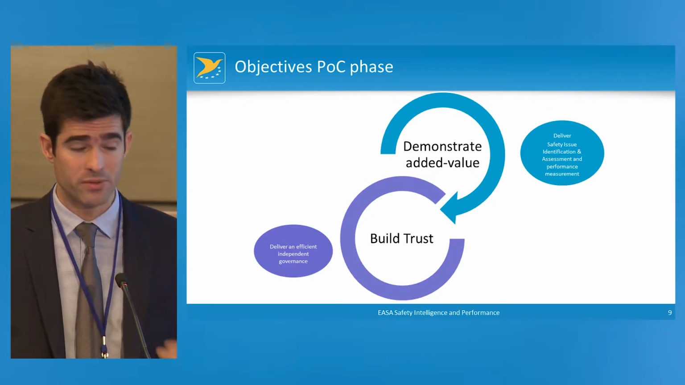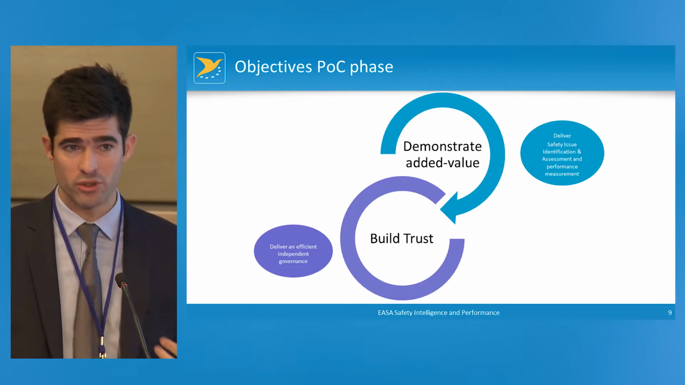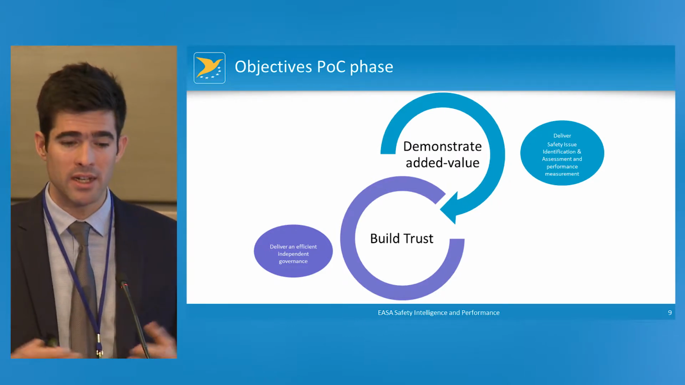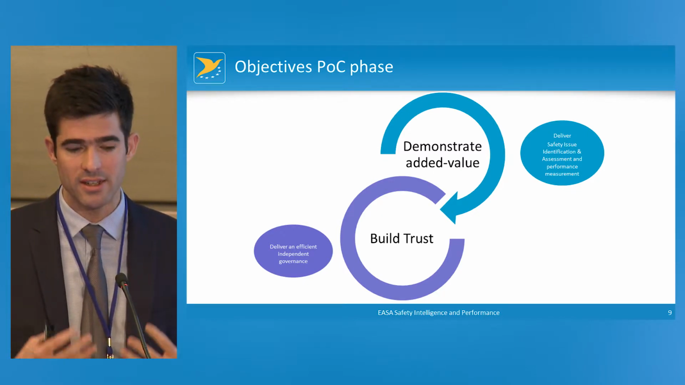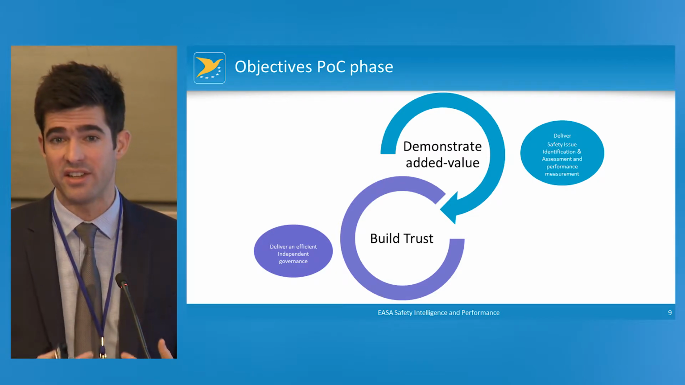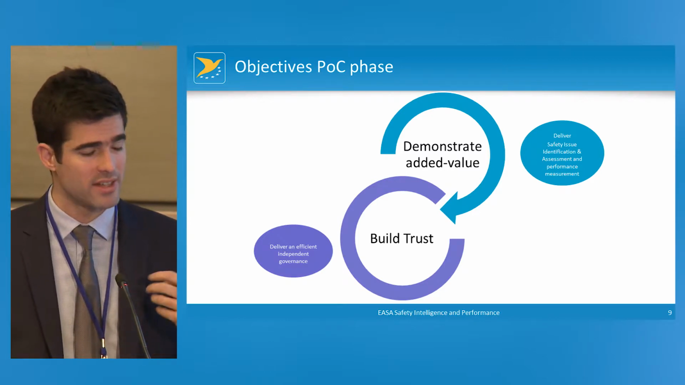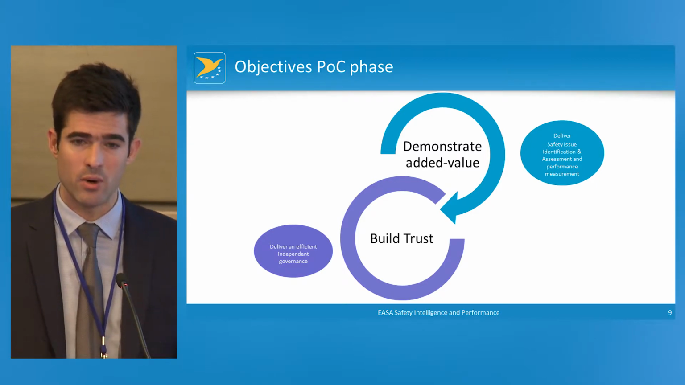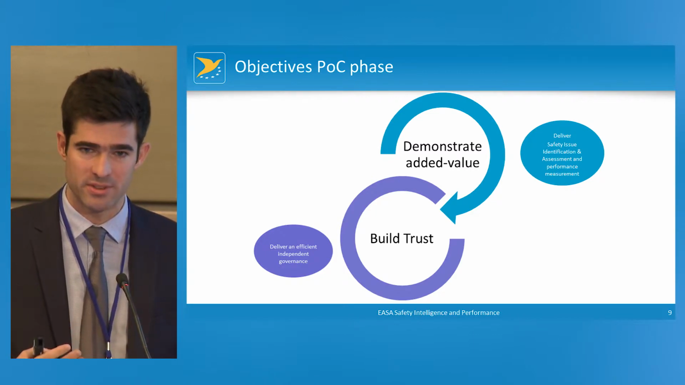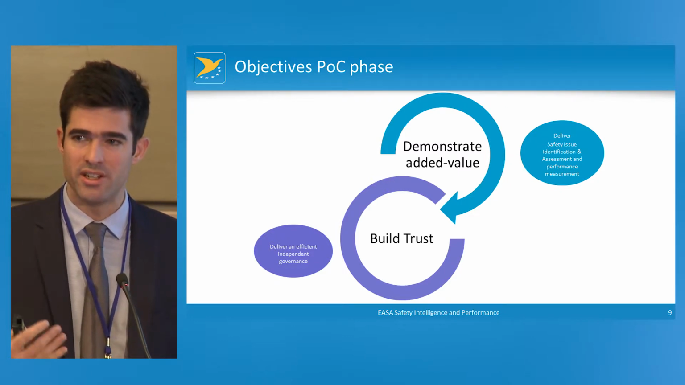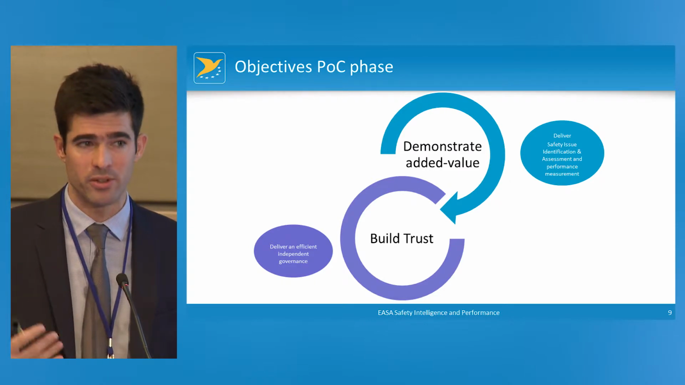The main objectives of this POC phase are twofold. First of all, build the trust. So demonstrate that we can build a program providing the right framework protection for the data so that the stakeholders are comfortable sharing their data and engaging in the analysis work. And also, demonstrate the added value. So show that compared to what already exists in our aviation system and in our safety risk management cycle, this program will bring additional added value in terms of safety intelligence capabilities and performance measurement capabilities.